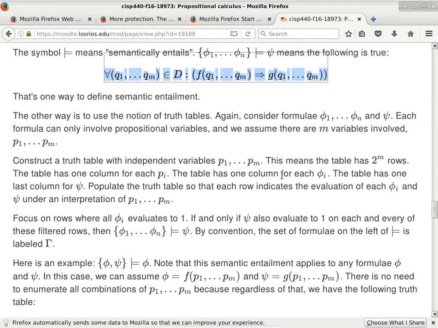All I did was change phi 2 and psi compared to the previous example. But I want to see if P implies Q as one element, and not Q as another element of the set, semantically entails not P. Okay, that's what I want to see. So I want to work out the truth table again. So let's go ahead and work out the truth table.